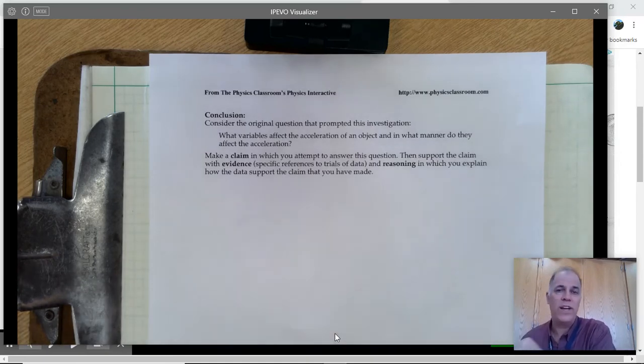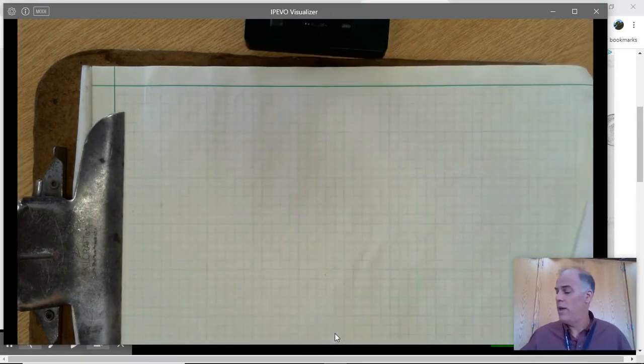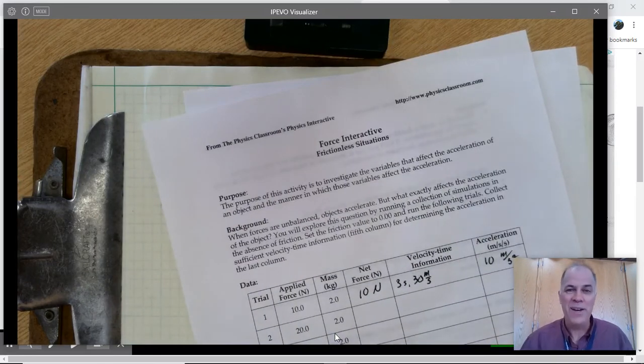What happens to acceleration? Okay, so we're hoping that with this exercise here, you can discover something about forces and acceleration by yourselves without having to just read it out of a book. Then we'll get into more detail on it next time.